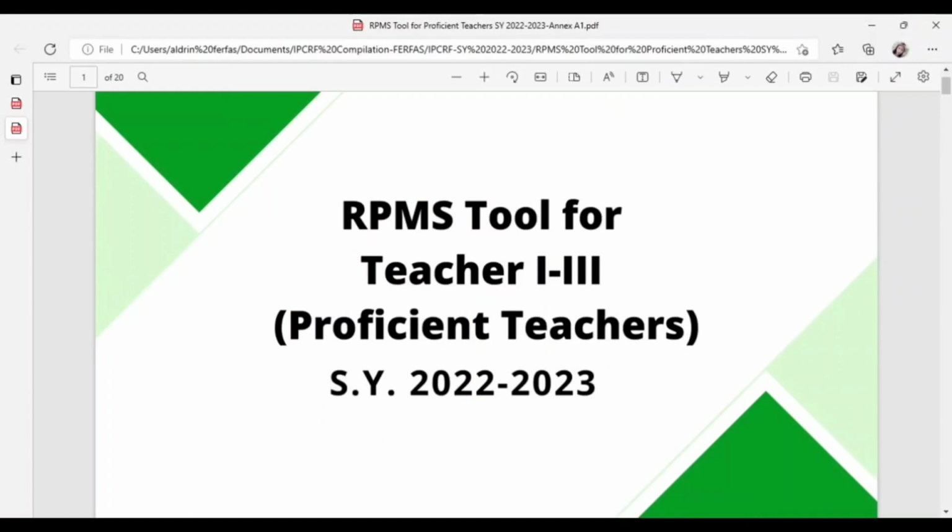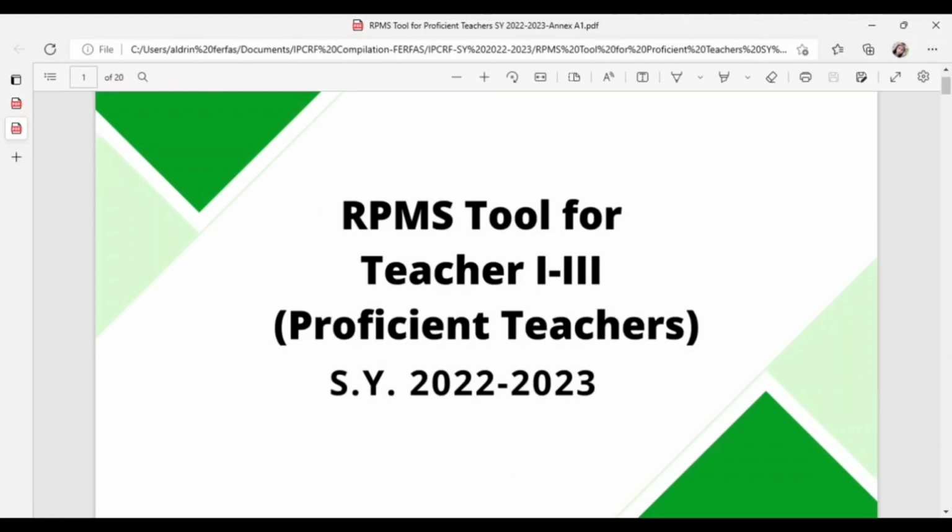Today, I'm going to share my MOV for Objective 1 of our RPMS for school year 2022-2023. There are 37 PPST indicators for Proficient Teachers or for Teacher 1 to Teacher 3, which is divided across 3 school years. So from school year 2022 to 2023, 2023 to 2024, 2024 to 2025, each with a total of 15 indicators composed of classroom observable indicators, non-classroom observable indicators, and the plus factor.